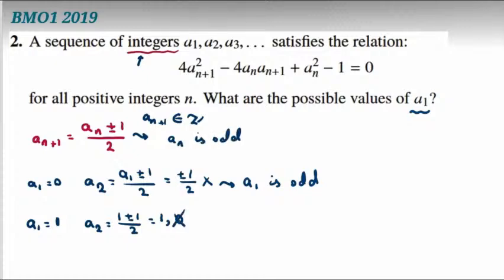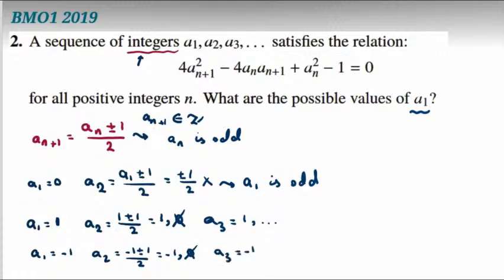So we conclude 0 is bad. So A2 is 1. Similarly, we select A3 1 and so on. Let's consider A1, for example, negative 1, because they can be integers. A2 is negative 1 plus minus 1 over 2. It can be minus 2 over 2, minus 1, 0. Again, 0 is bad, it is even. So A3 is negative 1, and so on. So here, if you check 3, 5, you will see it works.